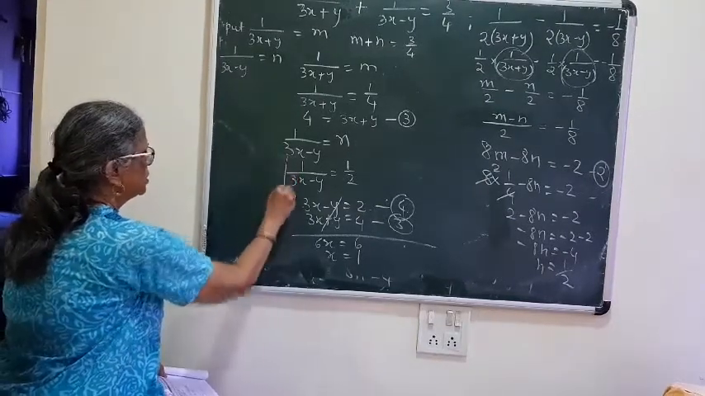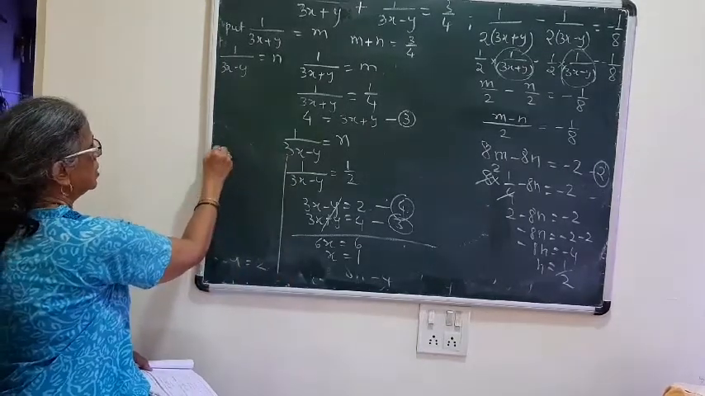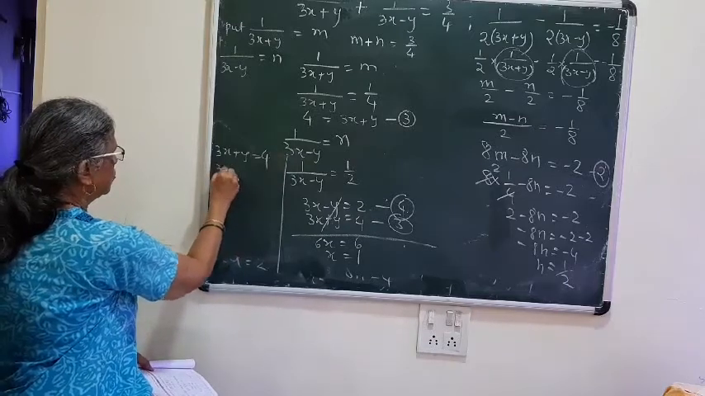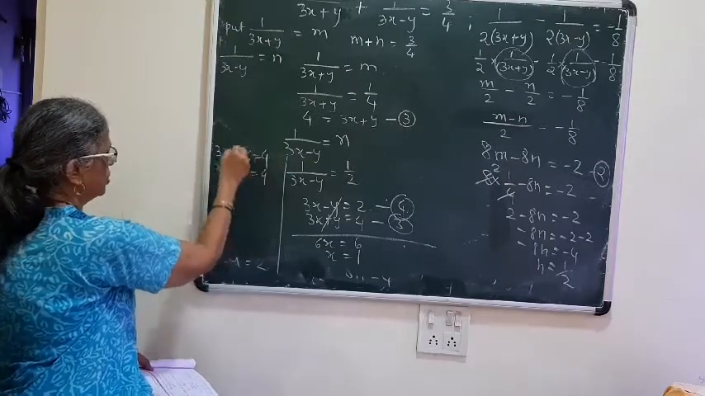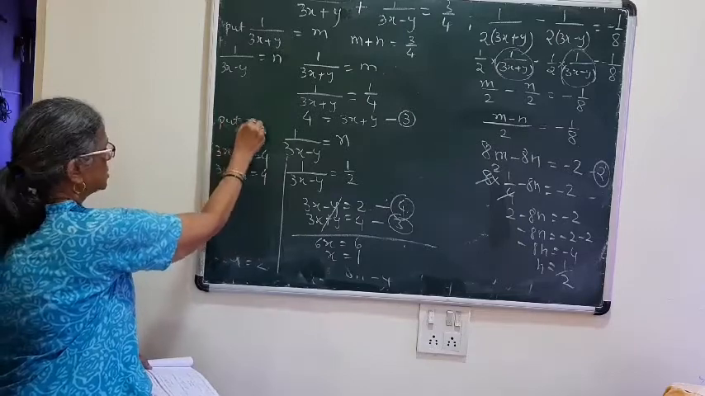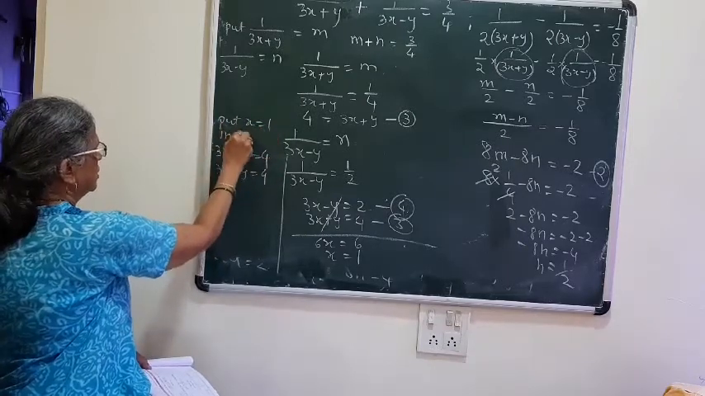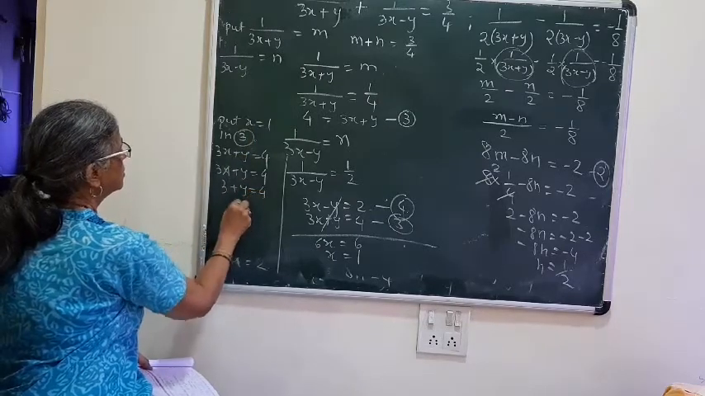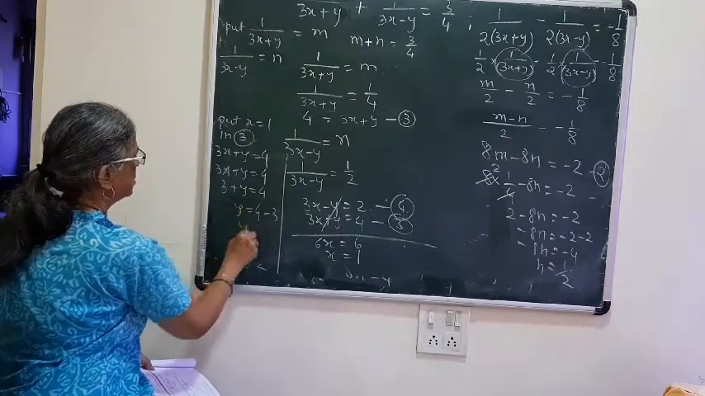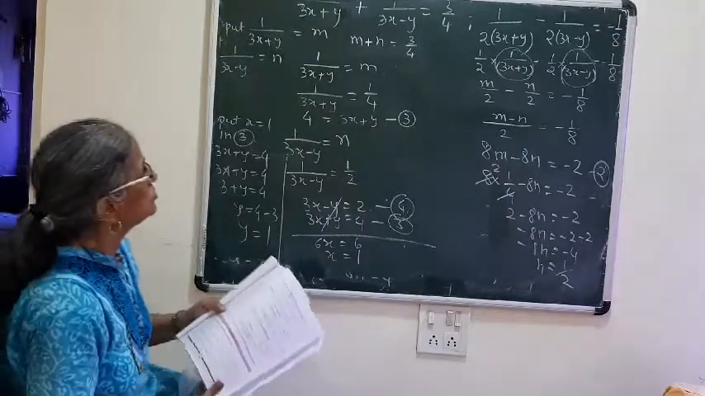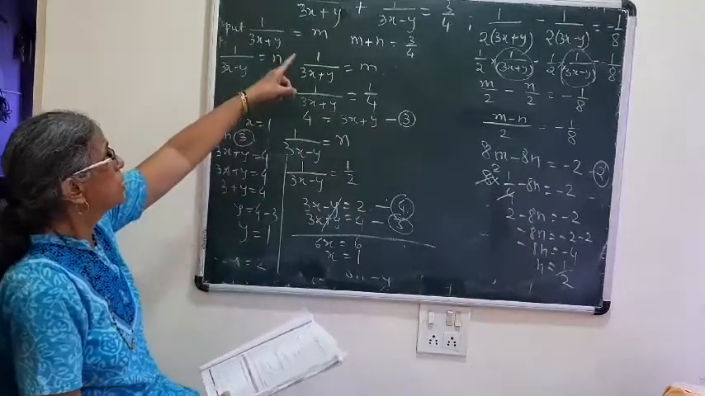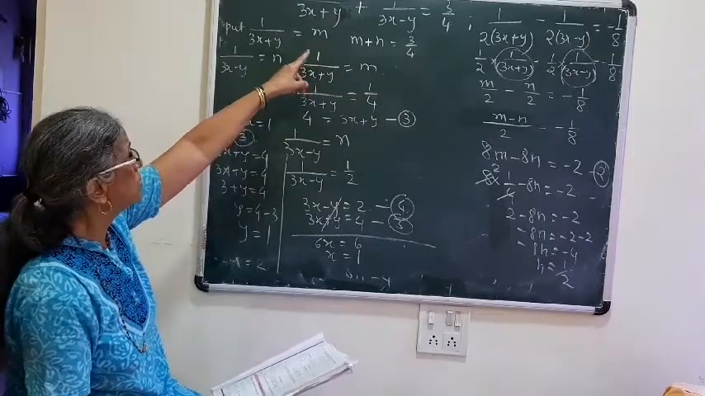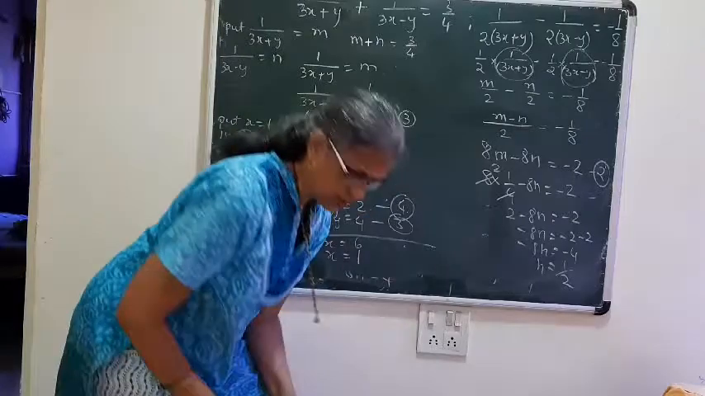So here, 3x plus y equal to 4. So 3 into 1 plus y equal to 4. Put x equal to 1 in equation 3. So 3 plus y equal to 4, so y equal to 4 minus 3, y equal to 1. So copy the sum correctly. I made the mistake. The first sum has a plus sign and the second has a minus sign.